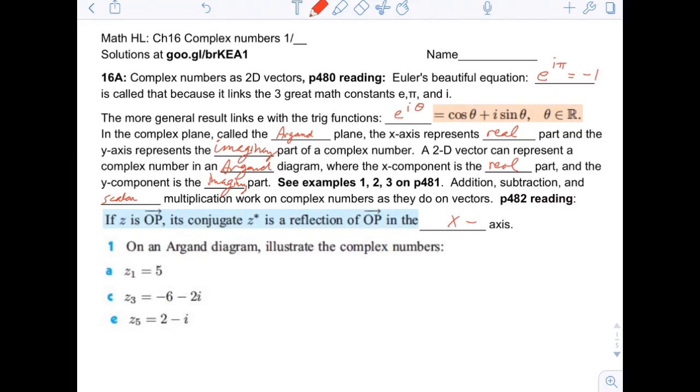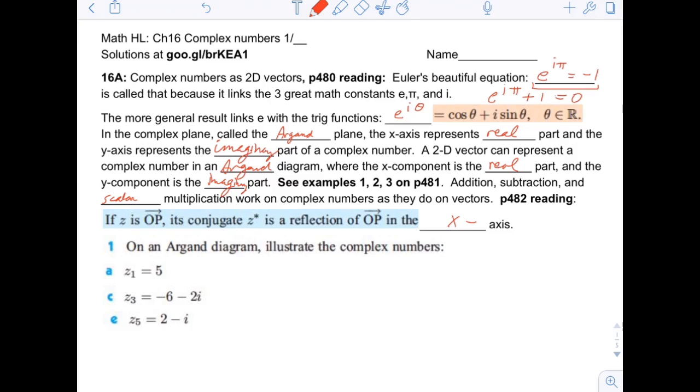Page 1 of Chapter 16, Complex Numbers. Complex numbers can be expressed as 2D vectors. In this chapter, we're going to introduce Euler's beautiful equation, which is e to the i pi equals -1. It might also be expressed as e to the i pi plus 1 equals 0.